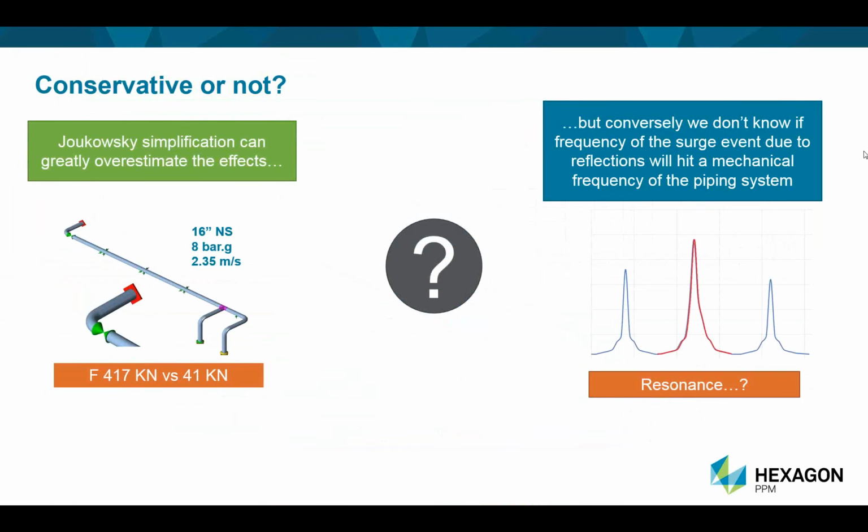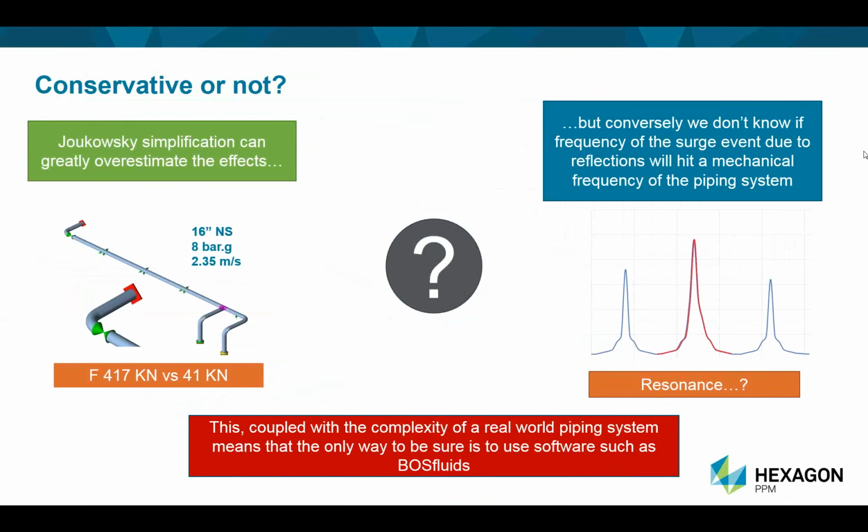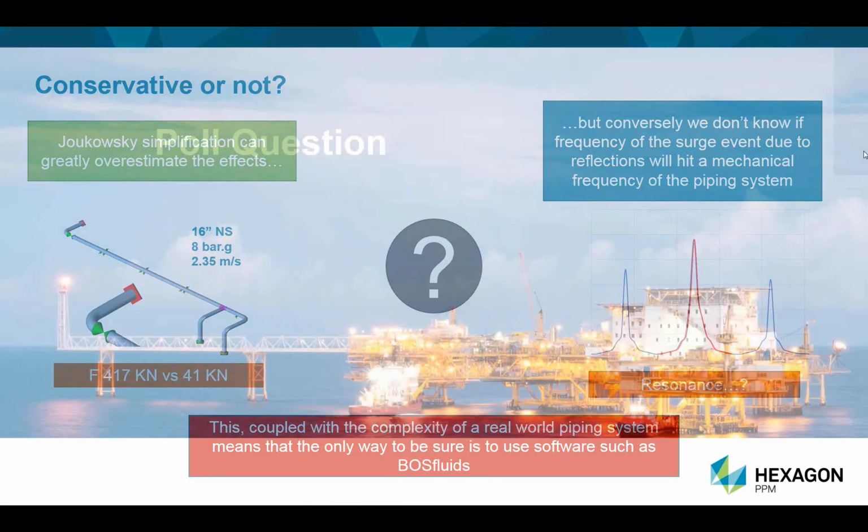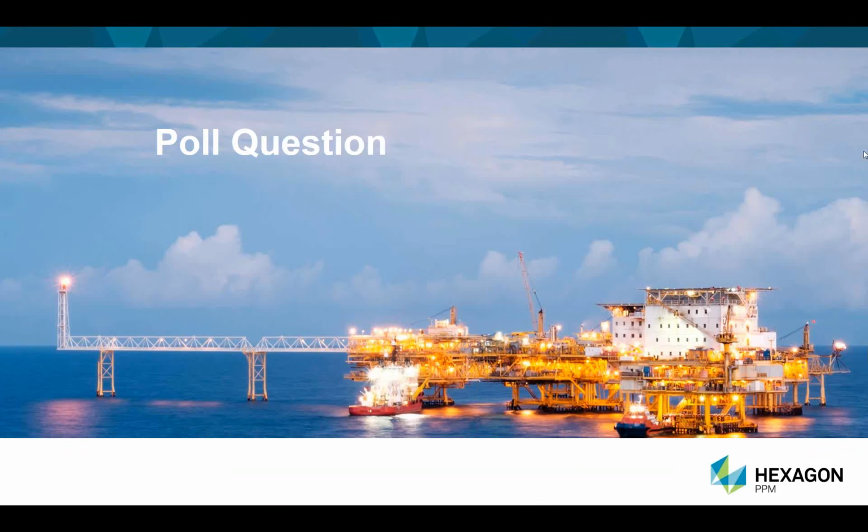those reflections matches up with a mechanical natural frequency of the piping system, and we don't know if we have resonance. And all of this, coupled with the complexity of a real-world piping system, means that the only way really to be sure is to use some software, such as BOSfluids, to evaluate the surge event. And that brings me on to the first poll question of today's webinar.